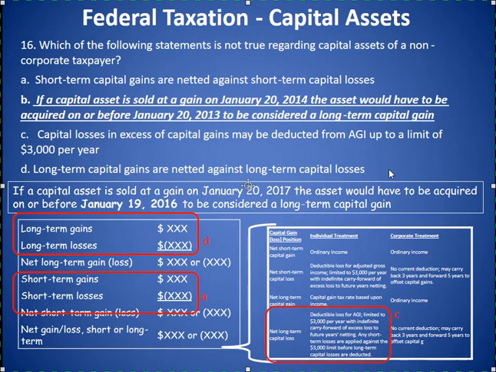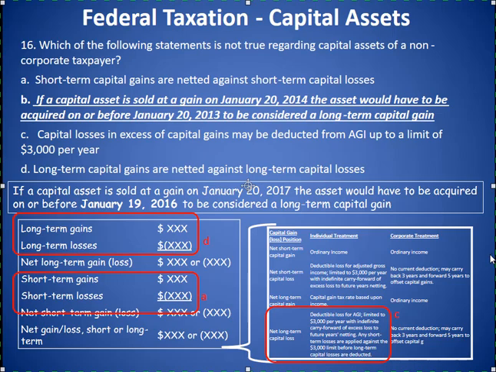And then D, long-term capital gains are netted against long-term capital losses, and that is also true. If we look down here, we have long-term gains minus long-term losses, which ends up with net long-term gains or losses.